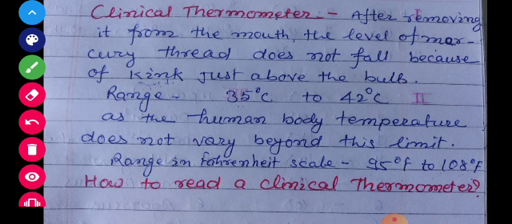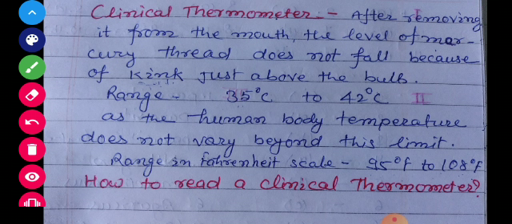thermometer, after washing it properly, into the mouth. The bulb of the thermometer must be under the tongue. After 1 minute we should remove it from the mouth and then see the level of the mercury thread. In this way we can find the reading.